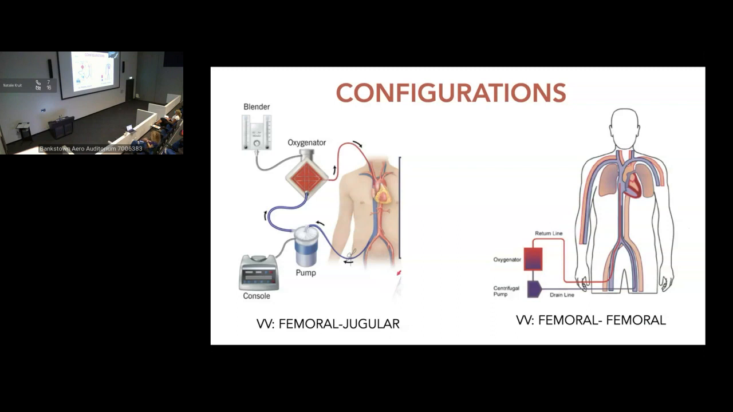And then on the right-hand side of the screen, you've got a femoral configuration. So basically, a femoral vein has a drainage cannula up into the IVC, and then the other femoral vein will have a return cannula up into the right atrium. So let's go through each component in a little bit more detail.